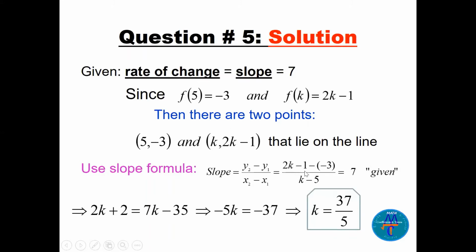Find the slope. You see, slope will be y2 minus y1, the formula, over x2 minus x1. And we said the rate of change is 7, and the slope is the rate of change, actually, by definition. So that's 7 from the given. Now cross multiply, k will be 37 over 5.